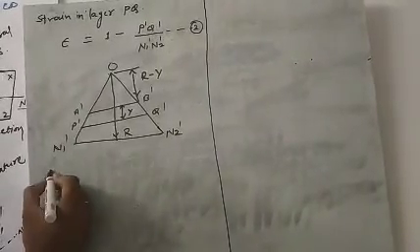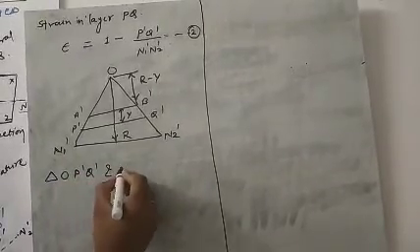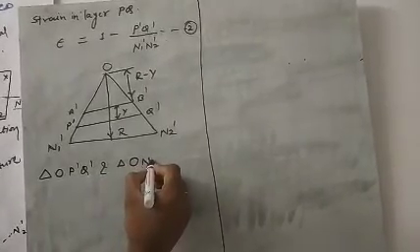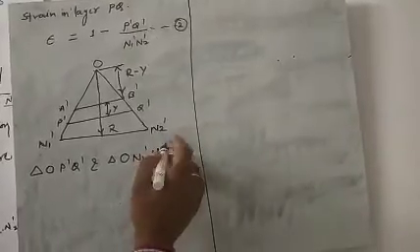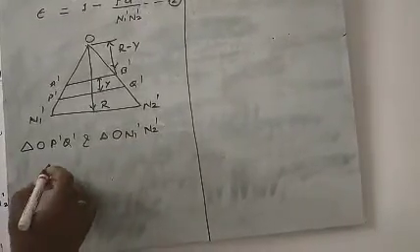Now consider triangle OP'Q' and triangle ON1'N2'. You can say they are similar, right? If we follow the similarity rule, then the ratio of perpendicular and base will be equal for these two triangles.